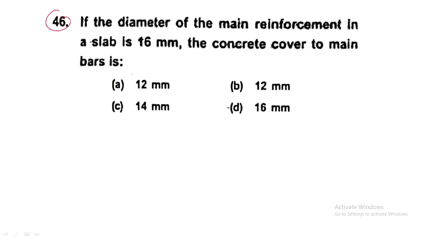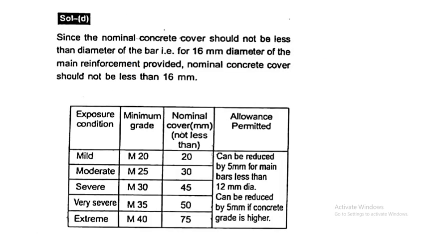Next question. If the diameter of the main reinforcement in a slab is 16 mm, the concrete cover to main bars is what? How do you find the concrete cover to the main bar? You can see the nominal concrete cover should not be less than the diameter of the bar, that is 16 mm, the diameter of the main reinforcement provided, right?